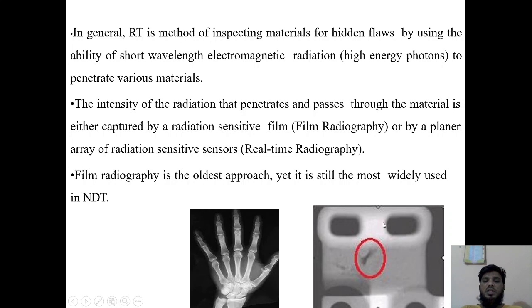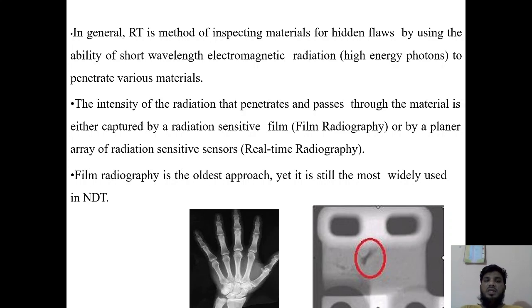Similarly, when you expose X-rays or gamma rays to a material, you will see this kind of image where you can observe that there is a flaw present. So in general, RT, that is radiography testing, is a method of inspecting the material for hidden flaws by using shorter wavelength electromagnetic radiation with high energy photons. So in this, the photons used will be of high energy, but of shorter wavelength.